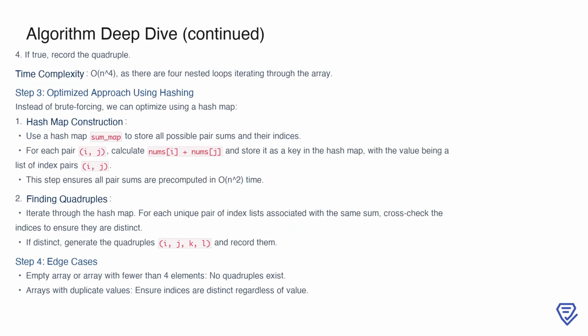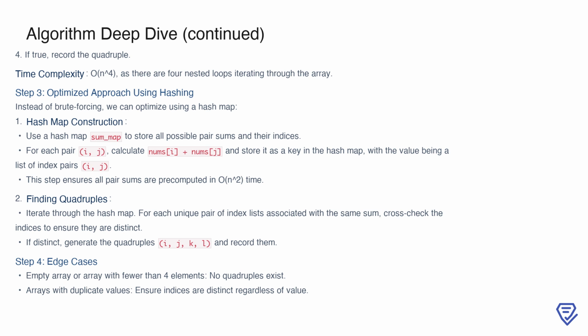To optimize the brute force solution, we can use a hash map to reduce the computational complexity. The idea is to pre-compute pair sums and store them in a hash map for efficient lookups. First, we construct the hash map, where the keys are the sums of pairs, and the values are lists of index pairs that produce those sums. For example, for every pair i, j, we calculate nums[i] + nums[j] and store it in the hash map, appending the pair i, j to the list associated with that sum. This pre-processing step has a time complexity of O(n squared), since we iterate over all unique pairs of indices.